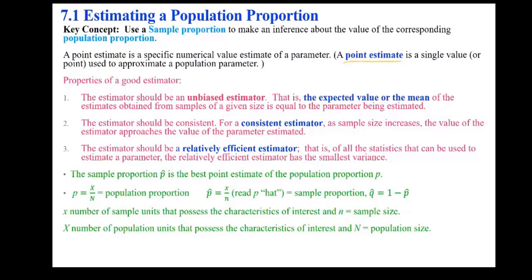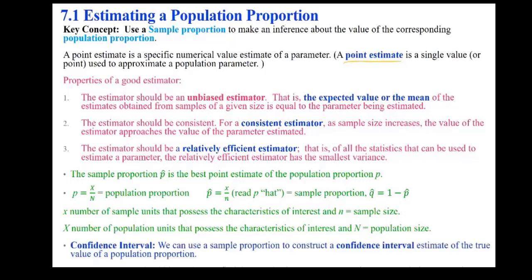So again, unbiased, we've seen it: the expected value of the mean from a sample of a given size is equal to the parameter being estimated. That means you take the average and it should work out. Consistent means as n gets larger, it gets closer to the actual population parameter, and efficient means a fairly small variance. Confidence interval: we can use a sample proportion to construct a confidence interval estimate of the true value of a population proportion. Sample size.